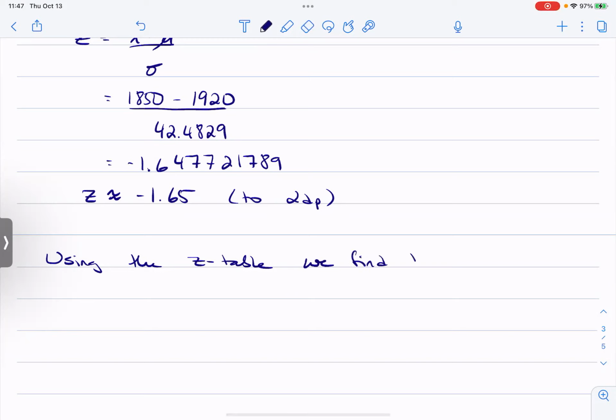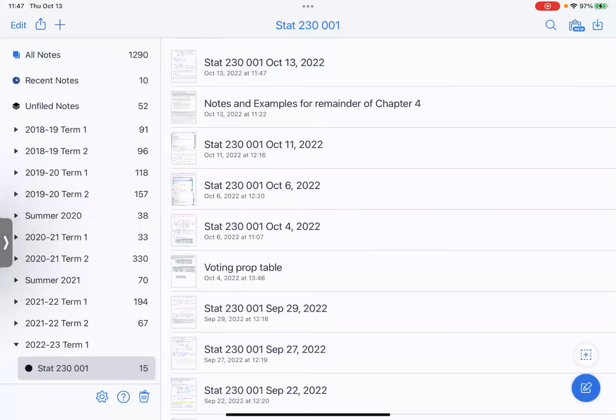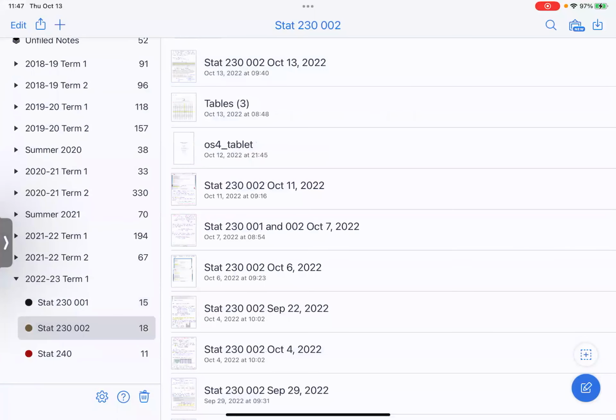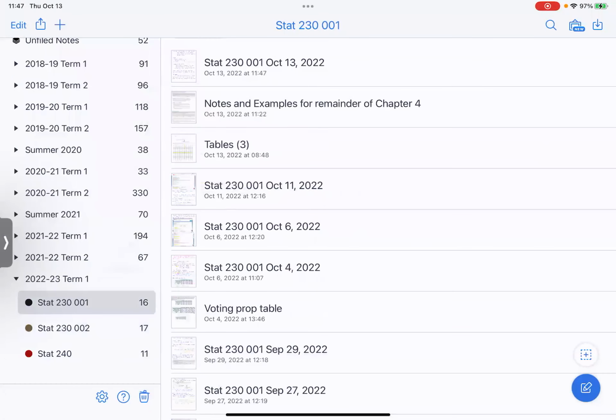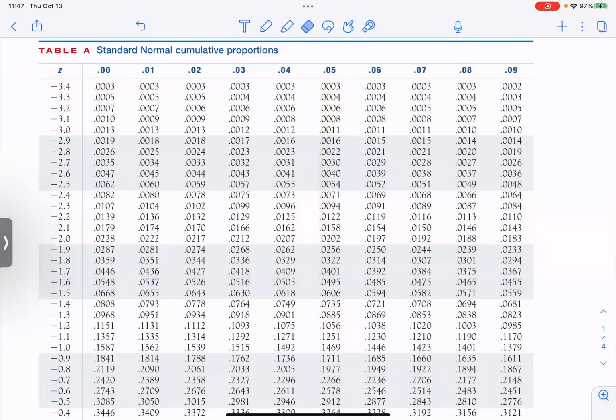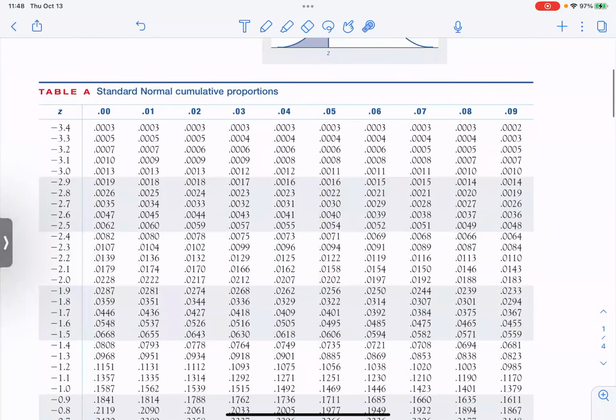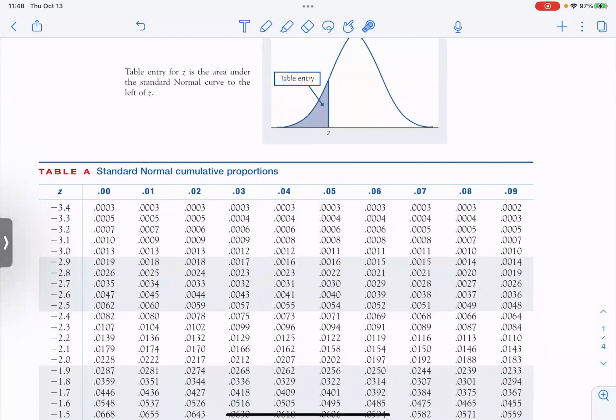We find the area to the left of Z equal to negative 1.65. So now let's go to the table. I'm on the negative Z side, remembering that the table entries, there's some terminology here, right? These are the table entries, the areas to the left.